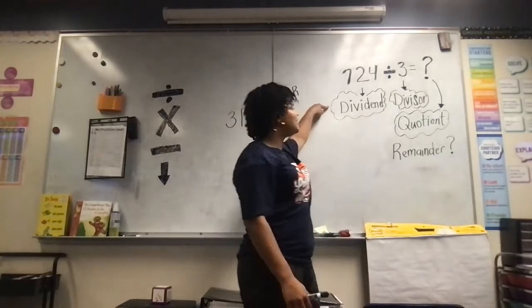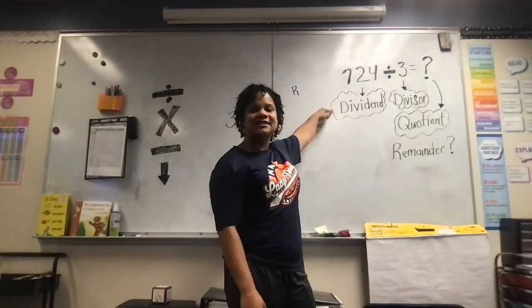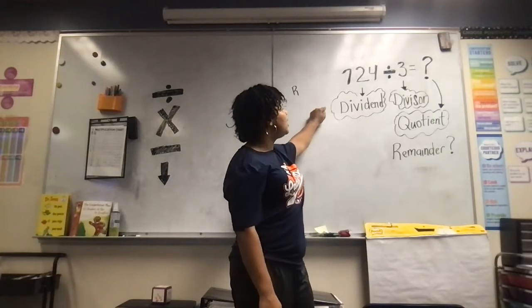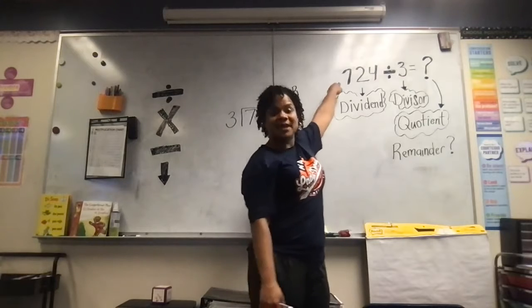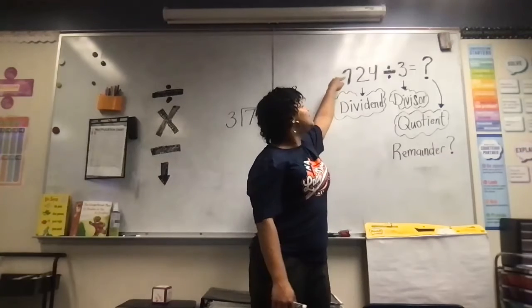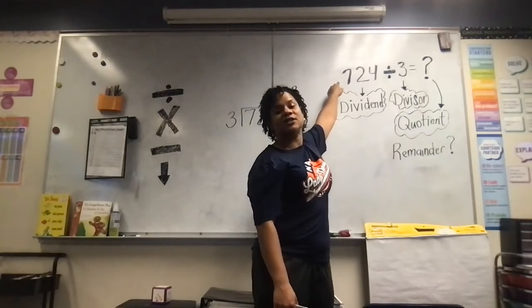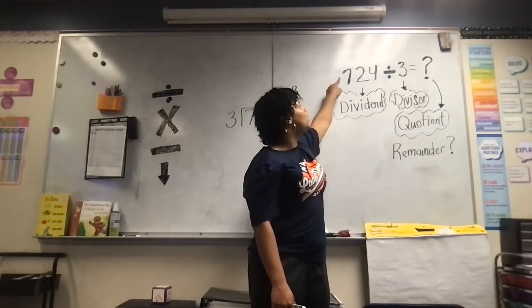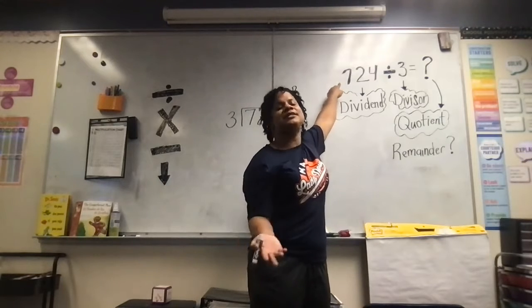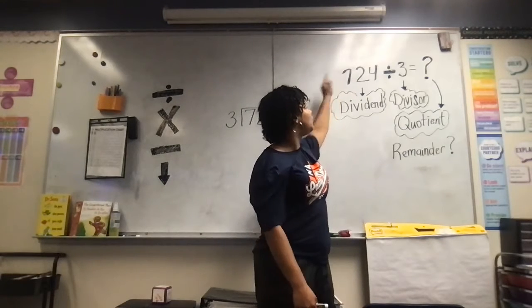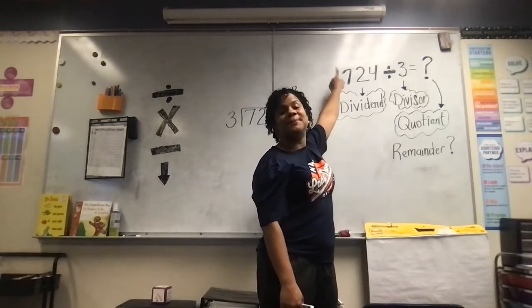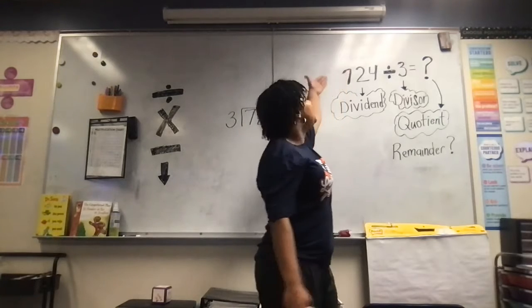First word here we see is dividend. The dividend is the big number in a division problem. When it's lined up like this, you'll see it as the first number. 724 is how many total pieces or total items we have in the problem. So our dividend is our big number. Just how I remember: big number, big boy.